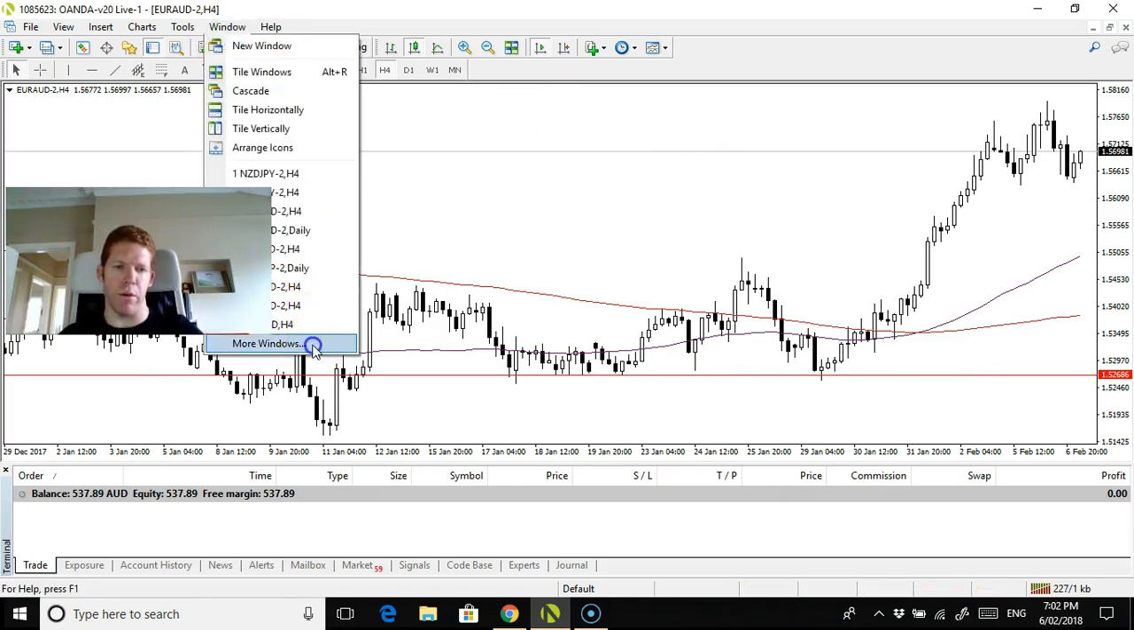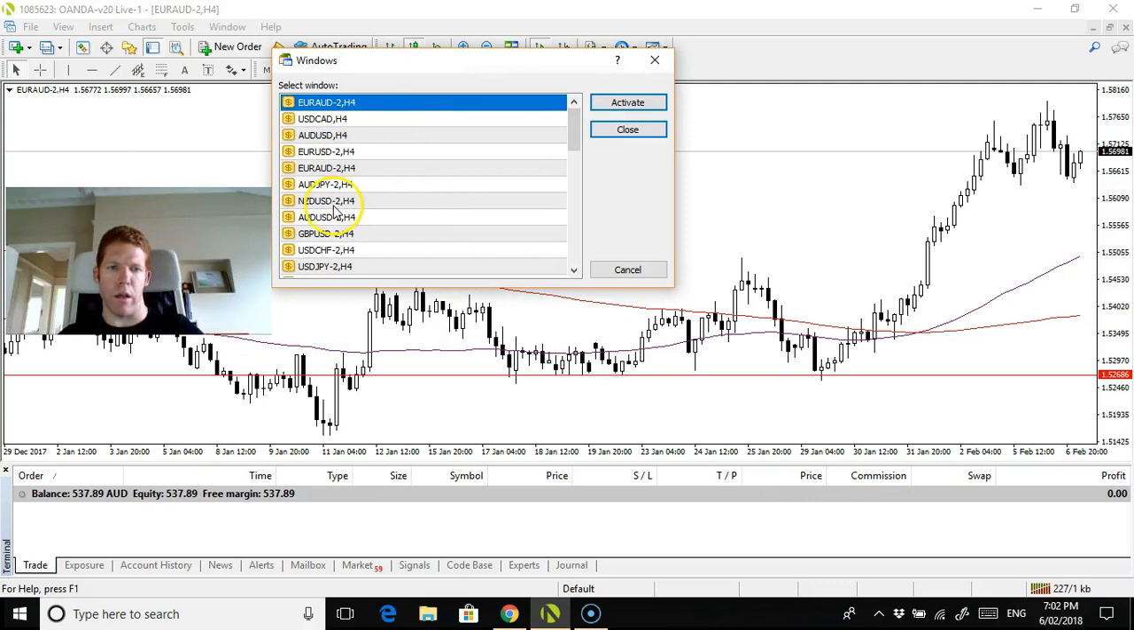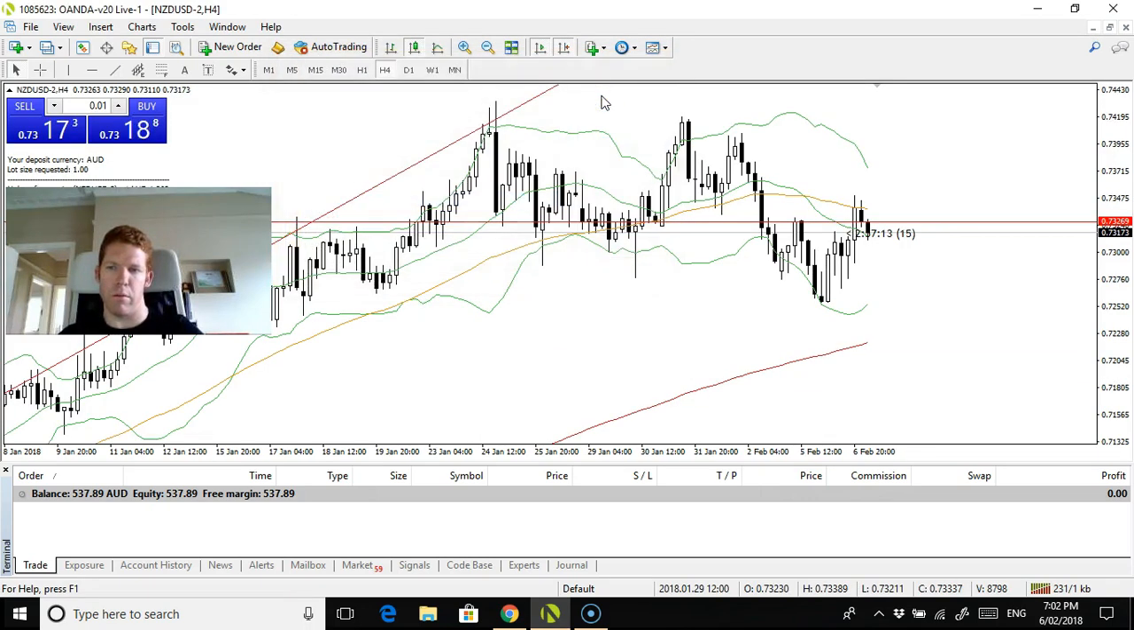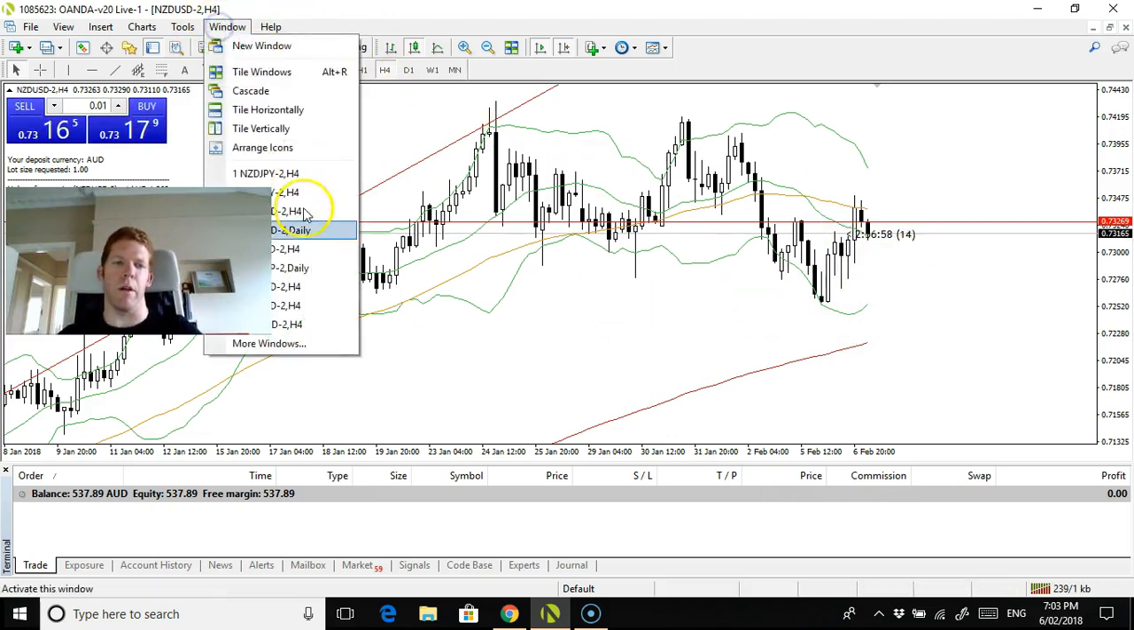If we go to, how's New Zealand dollar looking actually? Had a bit of a bounce. What was the low it got to? 72.56. So it's recovered pretty nicely, which is interesting, but this could get very sideways and choppy.